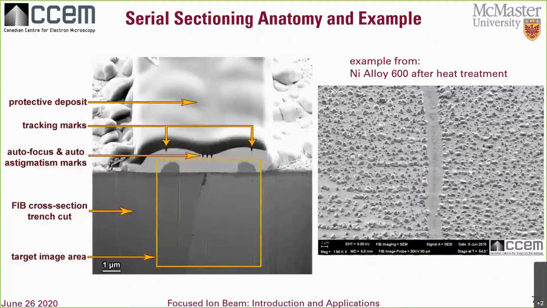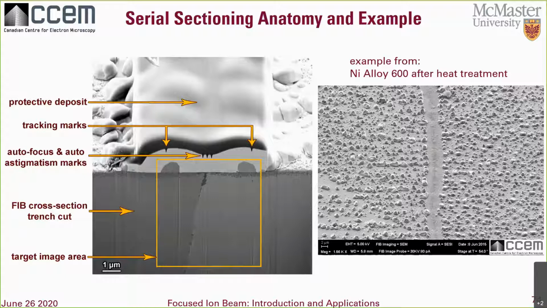Here is a diagram of all the features in preparation for serial sectioning. Note the box for the target image area. Since the SEM imaging is very time-consuming in the whole process of FIB tomography, it's ideal that the acquisition software allows you to select the region of interest for high-resolution imaging without having to scan or image the whole frame.